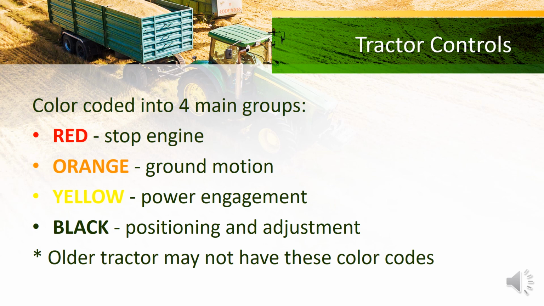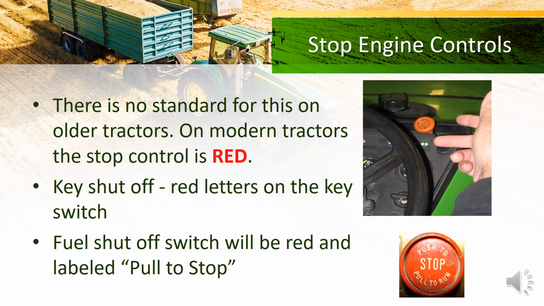The tractor controls are color-coded into 4 main groups. The red color involves the stopping of the engine. The orange color is ground motion controls. The yellow color is power engagement controls. And the black is positioning and adjustment. Now, a lot of the older tractors do not have the color codes, or if they did at one point, a lot of them get worn off. So that's another safety hazard when you're talking about using older tractors.